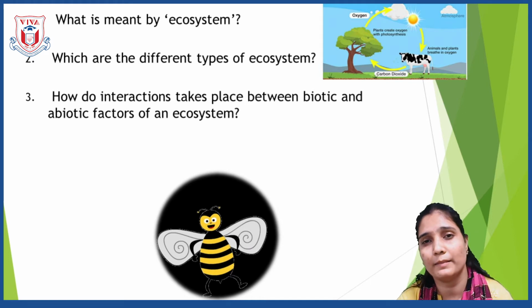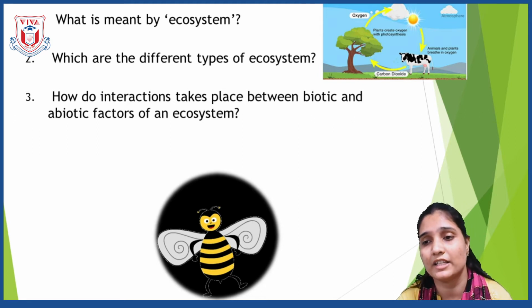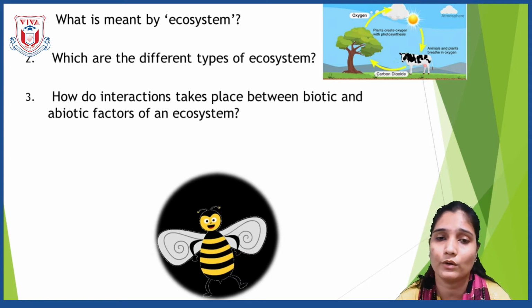Do you know what is meant by ecosystem? Ecosystem is an interaction between biotic and abiotic components. Look at this picture. Here, plants and cow come under biotic components because they all are living organisms. And sun, oxygen, cloud, mountain come under abiotic components because they are non-living. So, interaction between biotic and abiotic components is known as ecosystem.